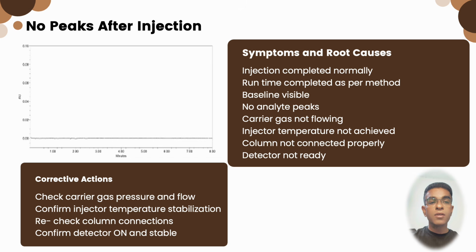Then inspect column connections at both the injector and the detector ends. Loose fittings or broken column tips are very common issues. Finally, confirm that the detector is switched on, ignited and stabilized.